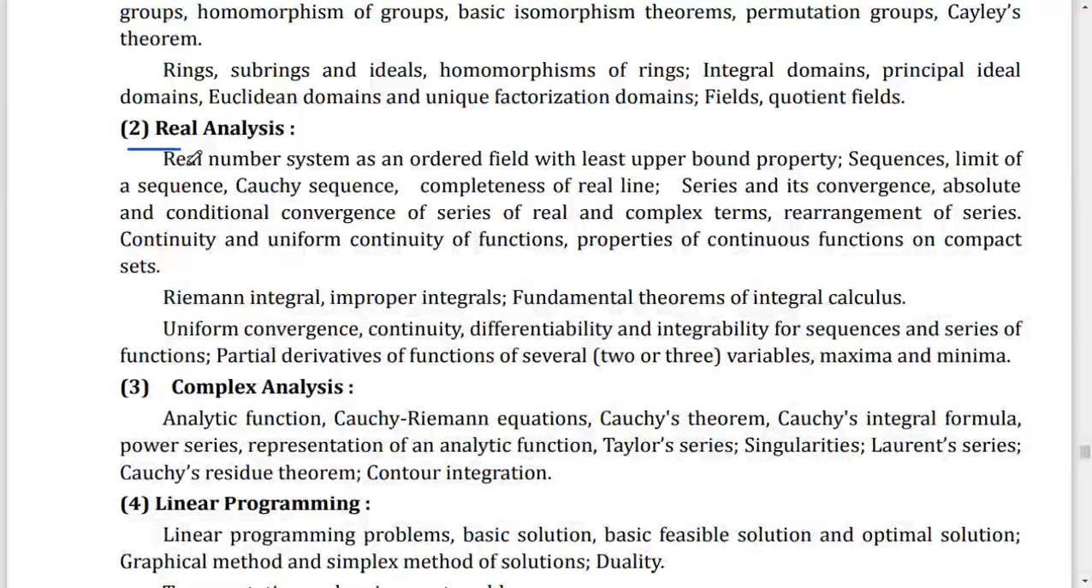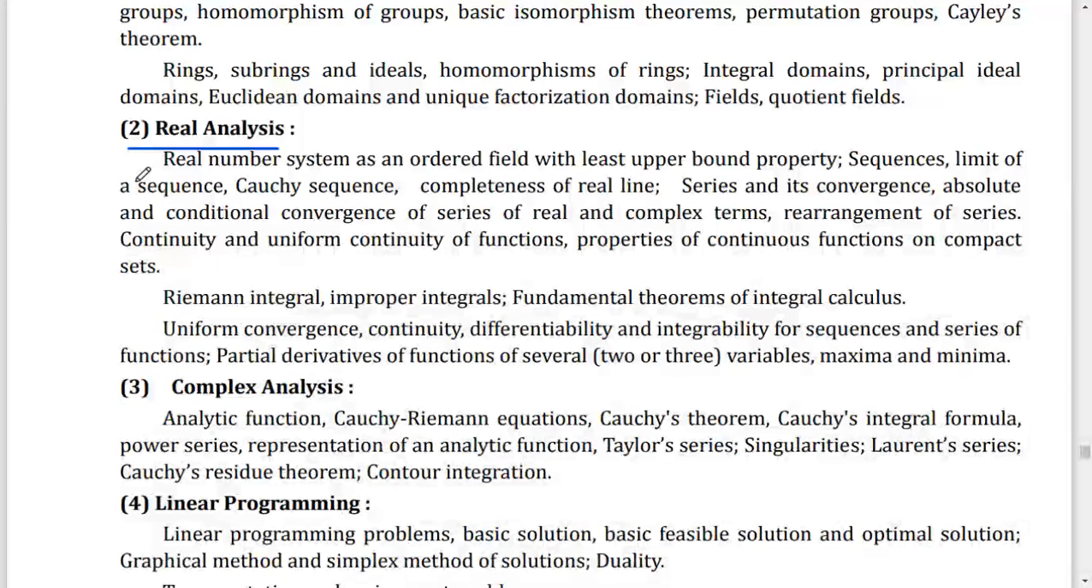2. Real Analysis. Real number system as an ordered field with least upper bound property, sequences, limit of a sequence, Cauchy sequence, completeness of real line, series and its convergence, absolute and conditional convergence of series of real and complex terms.